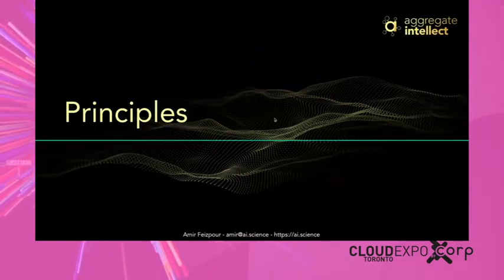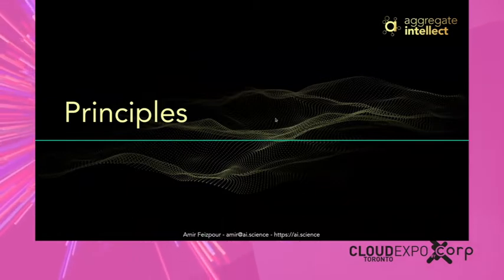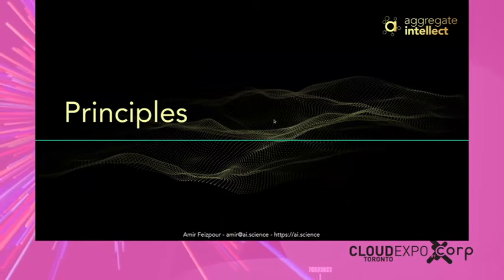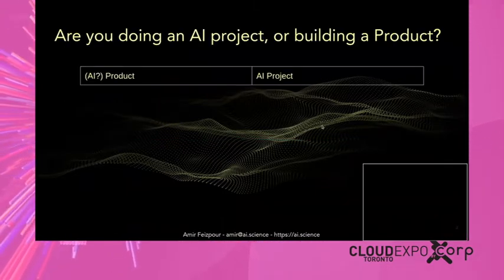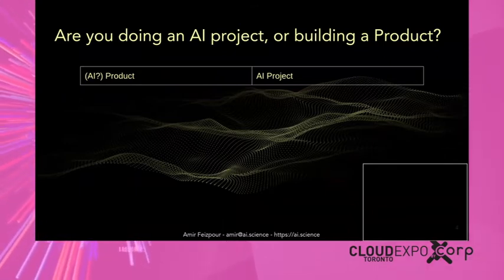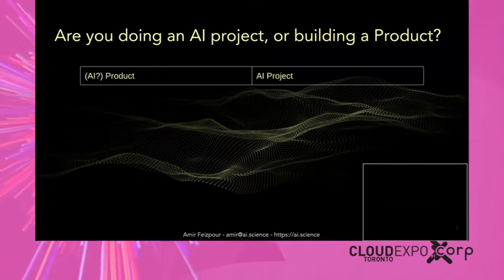So I'm going to go through some principles that will help us through this process, and hopefully will provide more context about what we're talking about. So the very first thing that I would like to go through is what is the difference between an AI product and an AI project.